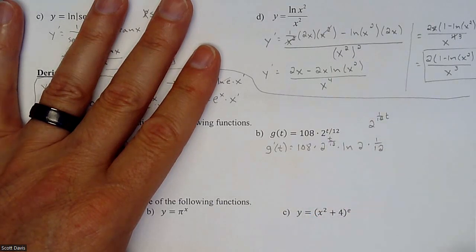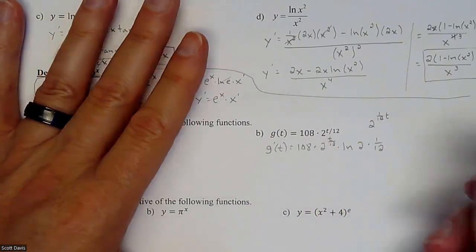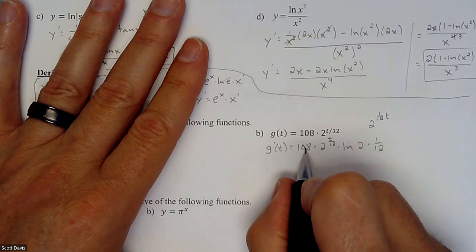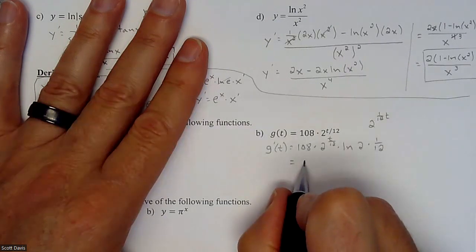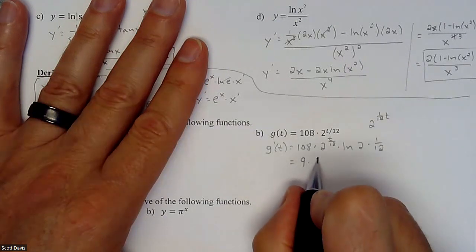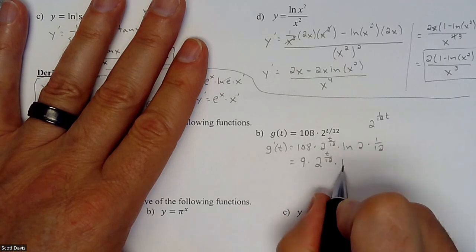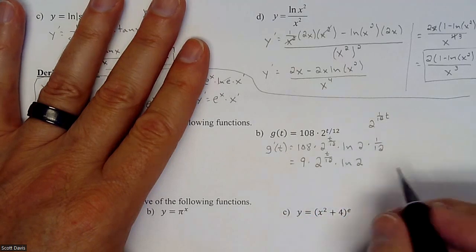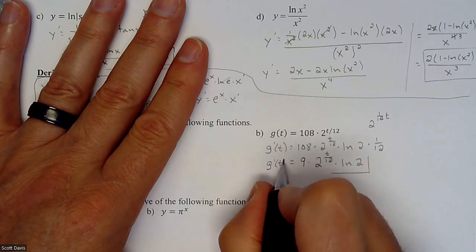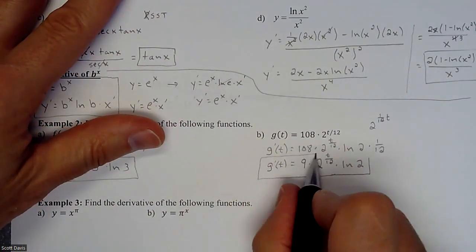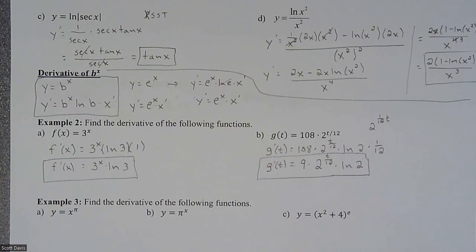If we start to clean this up, what can we put together, what can we not? We can take a 12th of 108, so those two pieces go together. A 12th of 108 is going to be 9, and then times 2 to the t over 12 times the natural log of 2. And that is our derivative. So the 108 really didn't do anything. It ended up just multiplying to the derivative of the exponent.